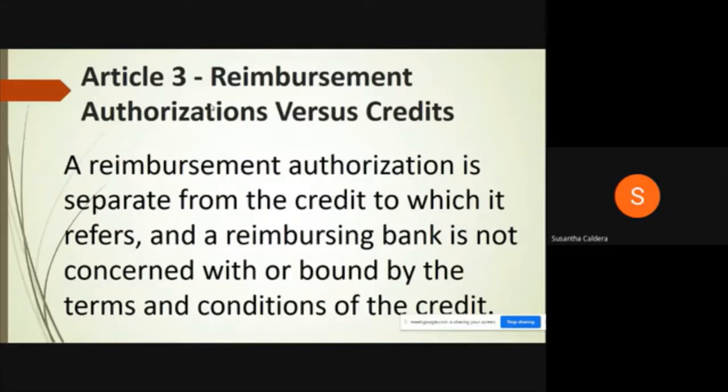Article 3, reimbursement authorizations versus credits. A reimbursement authorization is separate from the credit. Credit means LC, and the authorization is separate from the LC to which it refers. And a reimbursing bank is not concerned with or bound by the terms and conditions of the credit. Very important. When the issuing bank sends the reimbursement authorization, they have nothing to do with the LC. LC and reimbursement authorization are two different things. We are not bothered about the terms and conditions of the LC, right? We are only bothered that if we receive a claim, we will pay. Okay.